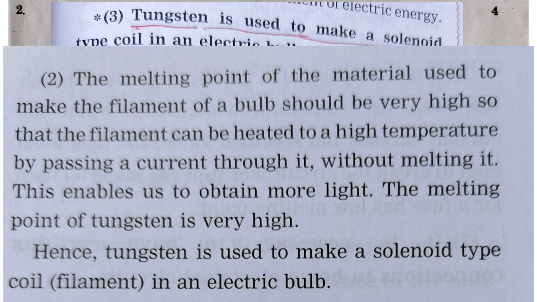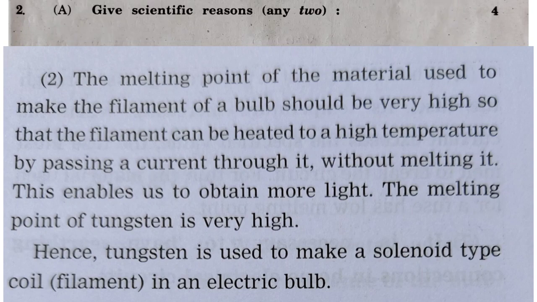The melting point of the material used to make the filament of a bulb should be very high so that the filament can be heated to a high temperature by passing a current through it without melting it. This enables us to obtain more light. The melting point of tungsten is very high. Hence, tungsten is used to make solenoid type coil filaments in an electric bulb.